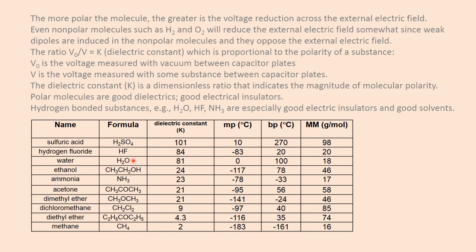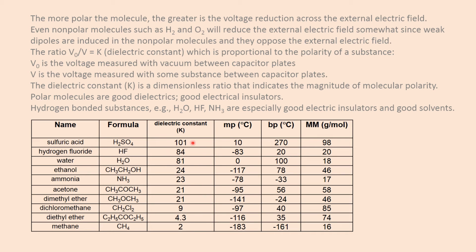Here's water way up on the list, a very polar molecule with a dielectric constant of 81, which simply means that the voltage in a vacuum is about 81 times greater than in the case with water present. So water greatly reduces the net electric field because it's so polar.